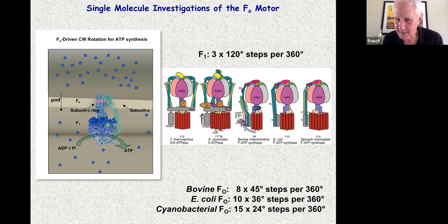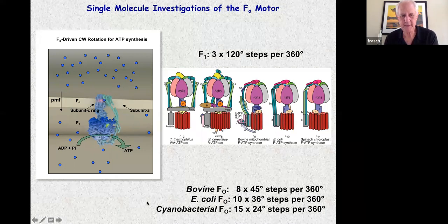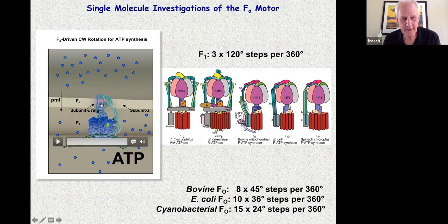So you'll have 8 times 45 degrees to get to full rotation. E. coli has 10, 36 degrees for 360, and the cyanobacterial one has 15, so you only get 24 degrees for each step. We've been examining the E. coli one, which has a C10 ring, so we're looking for 36-degree stepping in this process. Does it rotate? Yes, it does. So anyway, this is what we're going to be looking at, this interaction down here.